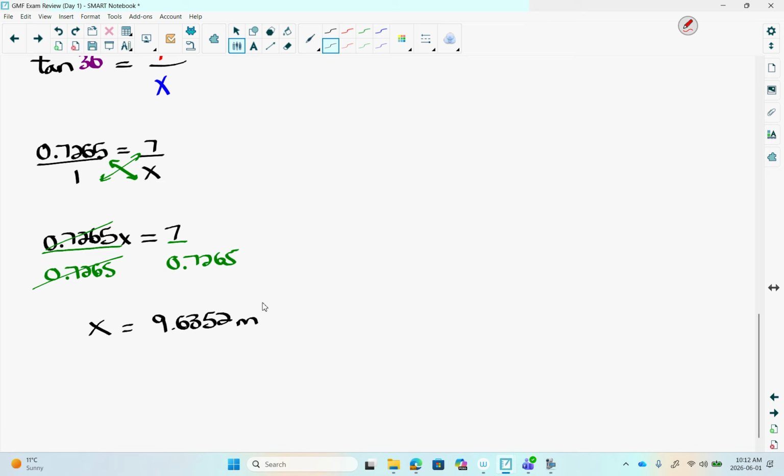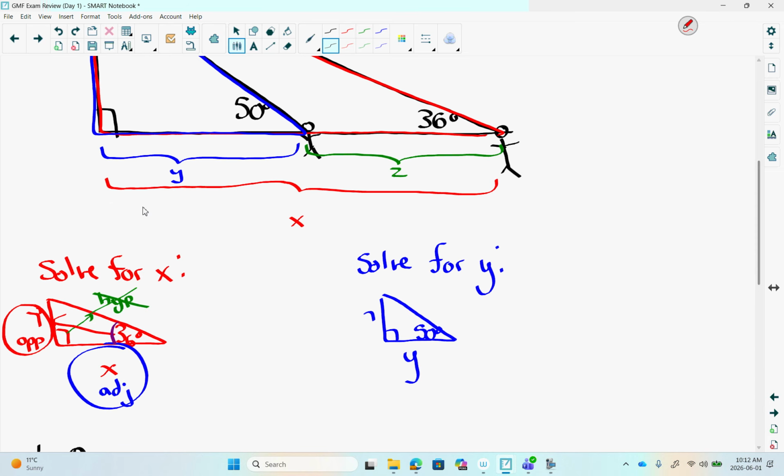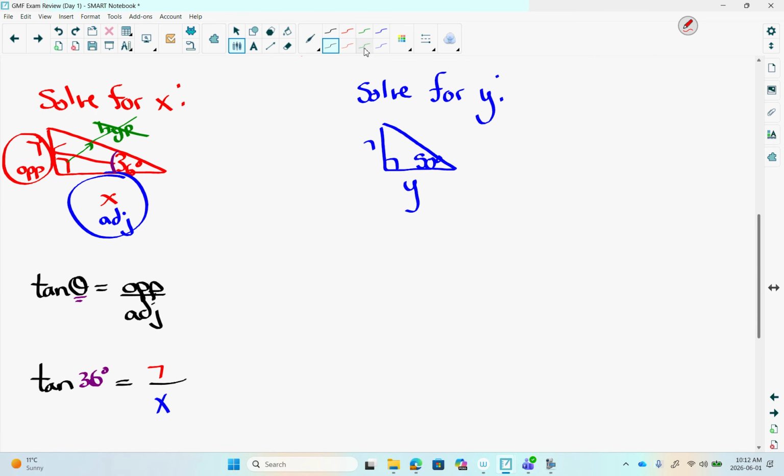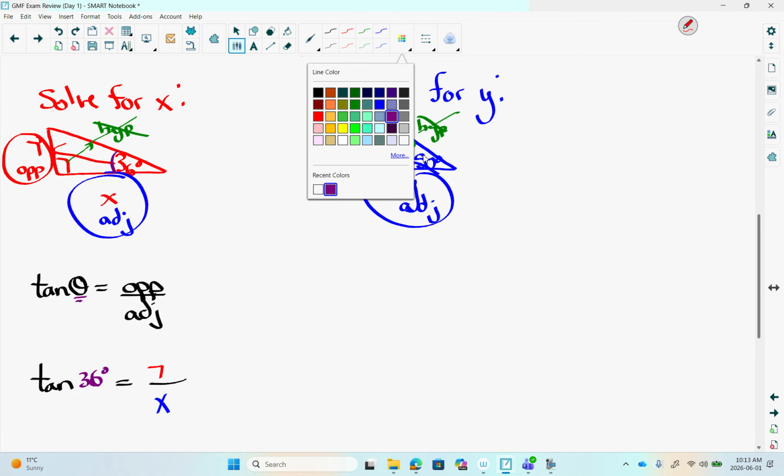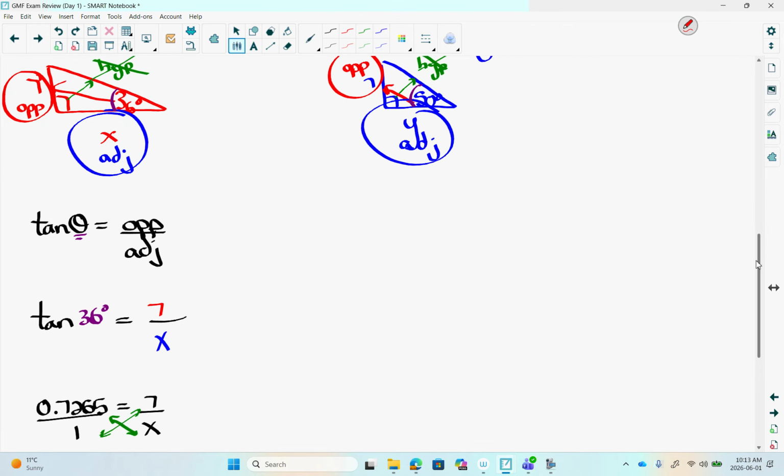So knowing that, when I solve for y, should I get a bigger answer or a smaller answer? If x is 9.6, look at y. Should be smaller. How do I solve for y? I do the same steps. I don't have the hypotenuse. I know that 7 is the opposite side. I'm going to use the opposite side. And I know that y is the adjacent side. And I know my angle, theta, is 50 degrees.